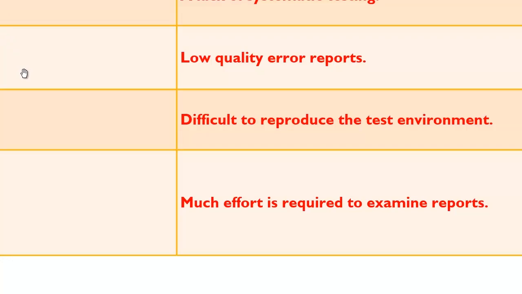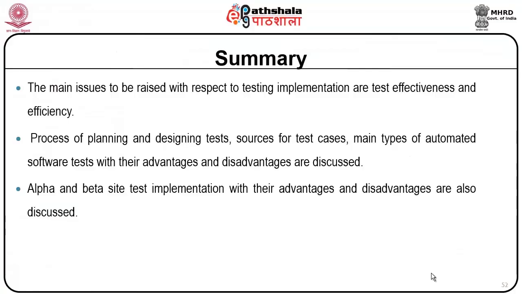To summarize, the main issues to be raised with respect to testing implementation are test effectiveness and efficiency, process of planning and designing tests, sources for test cases, main types of automated software tests with their advantages and disadvantages are discussed. Alpha and beta site test implementation with their advantages and disadvantages are also discussed.